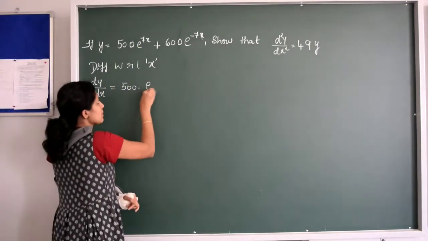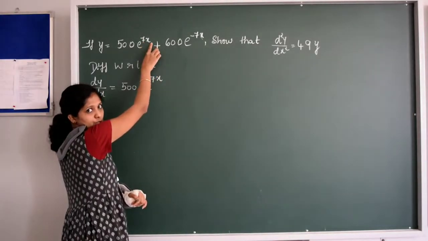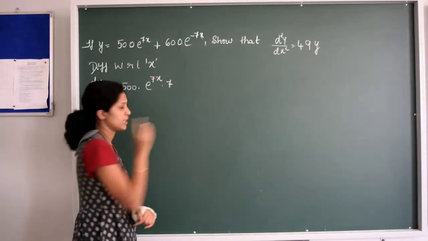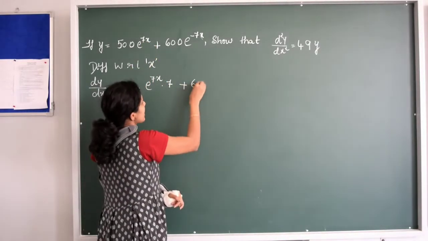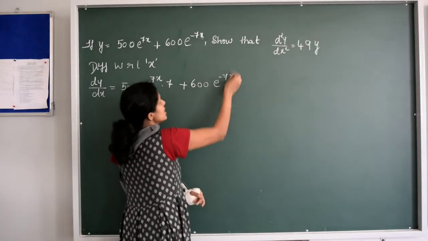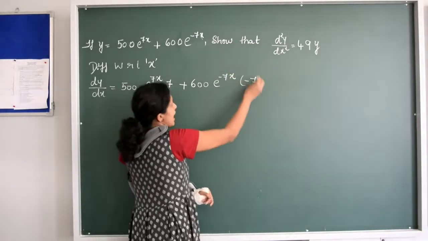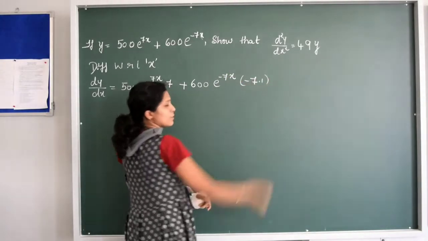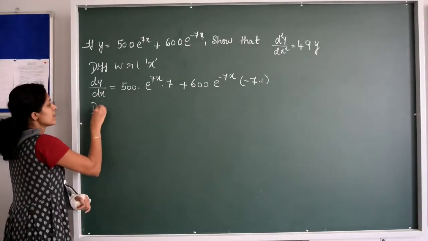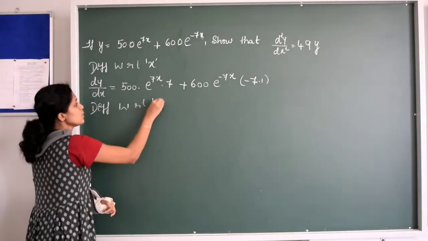It is e to the power 7x, and multiply by the derivative of 7x. 7 is a constant as it is and derivative of x will be equal to 1. Plus this is 600 into e to the power minus 7x as it is. Is it clear? So now derivative of minus 7x, we write minus 7 as it is, and derivative of x with respect to x will be equal to 1. So we got dy by dx. We'll differentiate again.